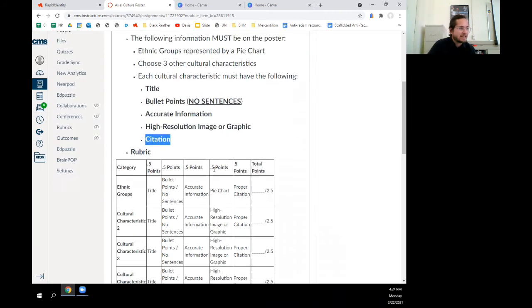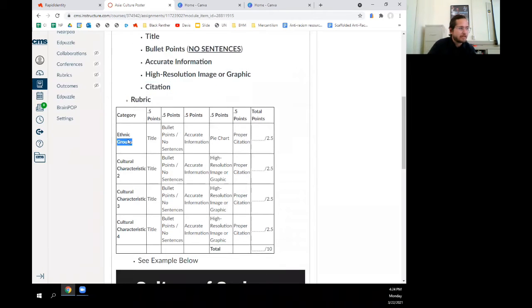But let's take a look at the rubric itself. Ethnic groups. Do you have a title? Bullet points, accurate information, pie chart, proper citation. That's valued again at 2.5 points. Then you need to choose 3 additional categories to show on your poster. Again, each of them should have a title, should have bullet points, not sentences. The information must be accurate, must include a high resolution image or graphic, and then a proper citation. Each of those is 2.5 points for a total of 10 points.